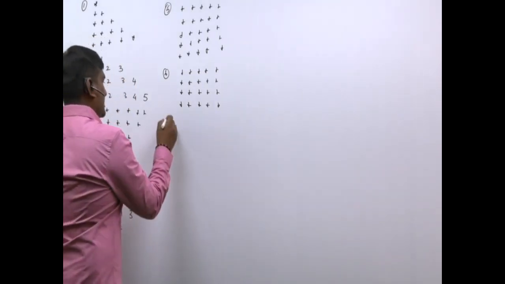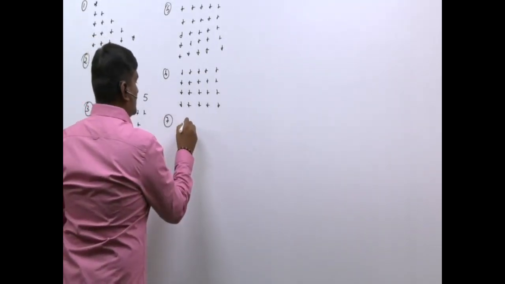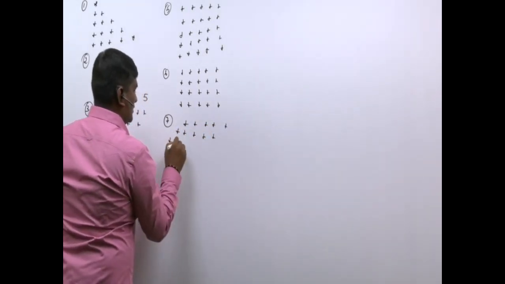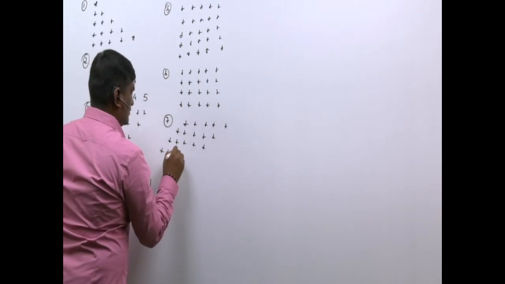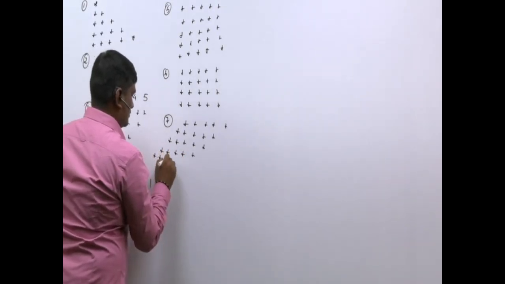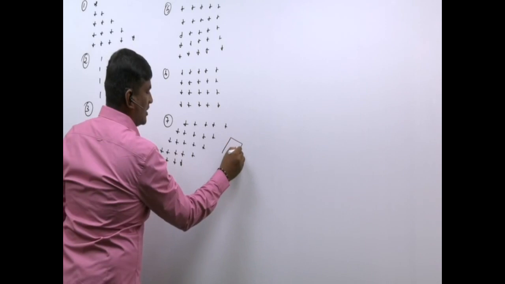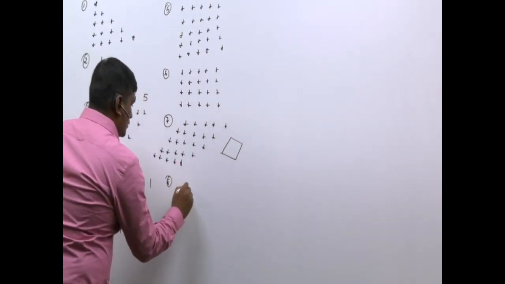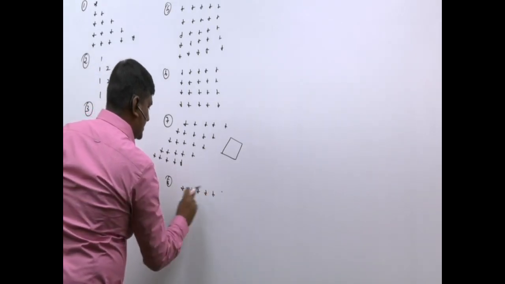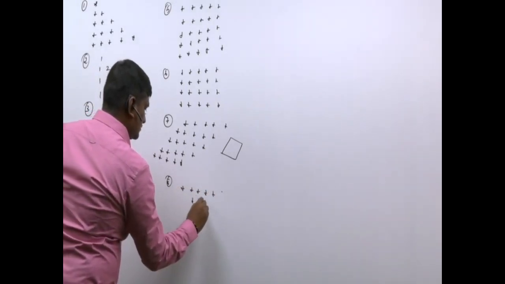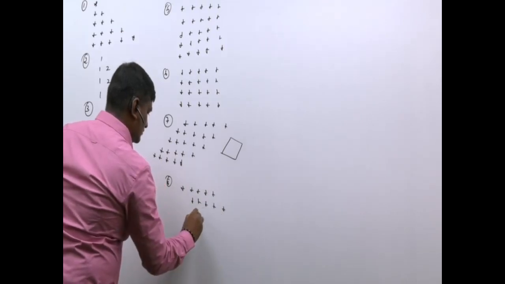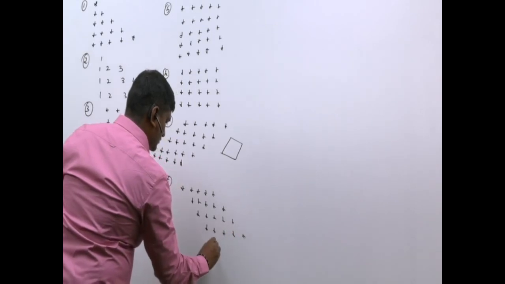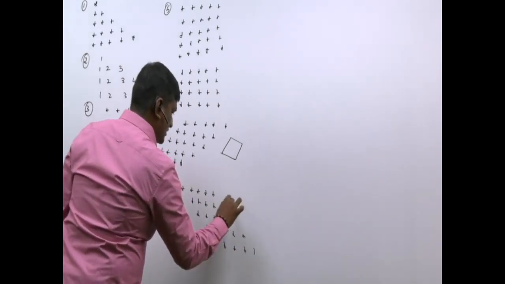They may also ask a question to display a parallelogram like this. See here, this is a parallelogram tilted towards right. They may also ask a question to display a parallelogram tilted towards left, like this. Look here, like this.